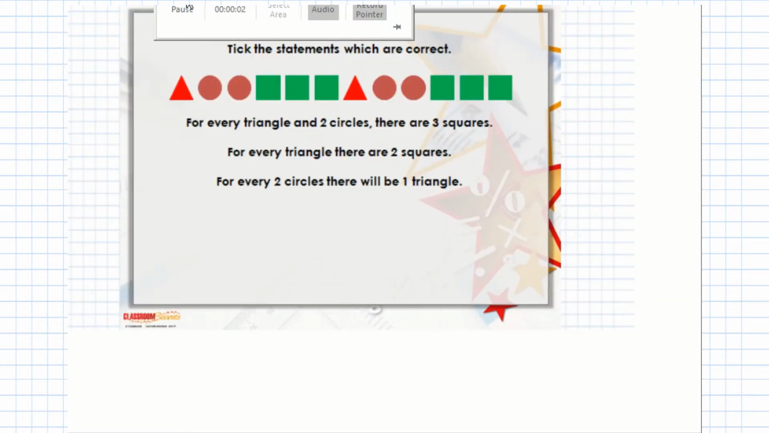Tick the statements which are correct. For every triangle and two circles, there are 3 squares. So, for every triangle and 2 circles, there are 3 squares.